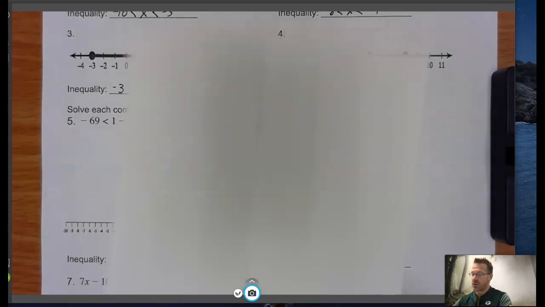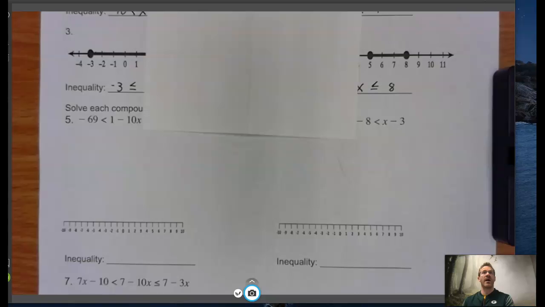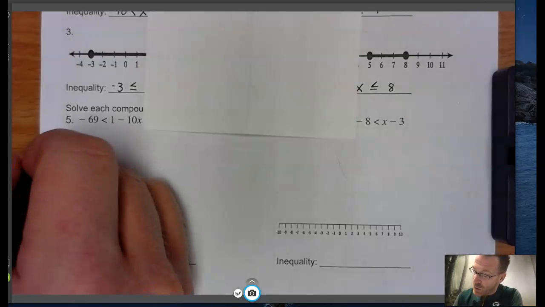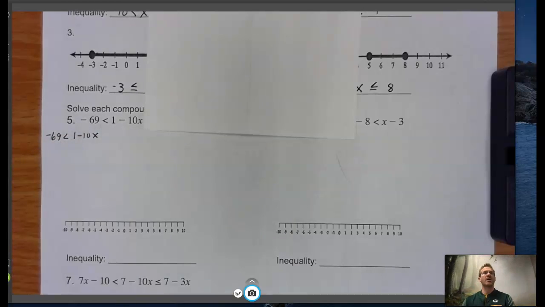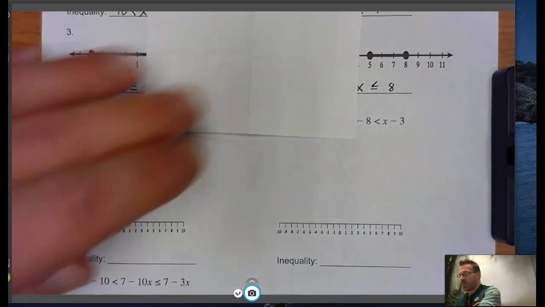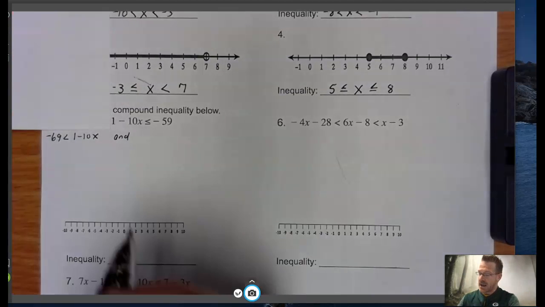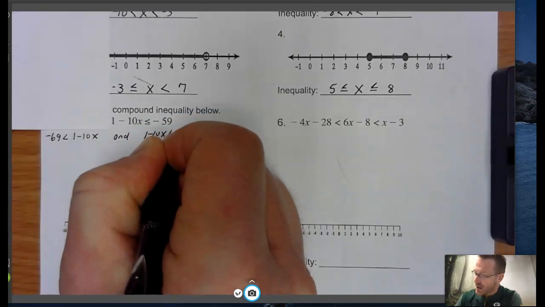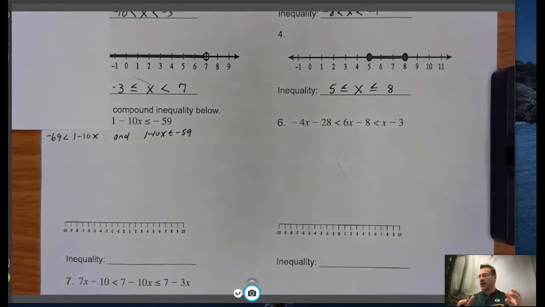And so like I said, what we're going to do is cover up the right inequality symbol like that, and that's our first problem that we want to solve. So the first thing we want to work on is -69 is less than 1 minus 10x. So that's our first problem. Now I'm going to cover up that opposite inequality, and 1 minus 10x is less than or equal to -59. So we're just going to break those into two pieces before we start, and then we'll go from there. And now it's really set up just like what we did yesterday when we worked our OR problems.